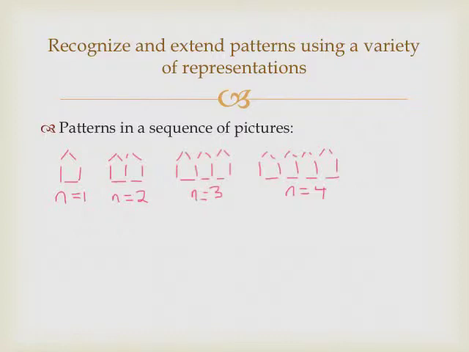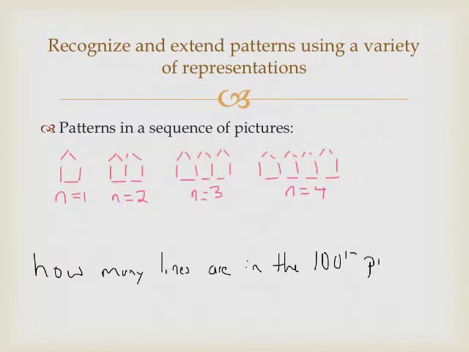So it's like, how many lines are in the 100th picture? Okay. Now, you're clearly not going to sit here and draw out 100 pictures. I know I've said several times that you have tons of time on the test, but you really don't have that much time. Let's be serious here.